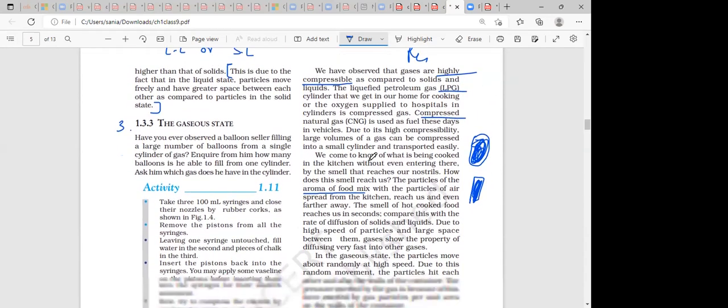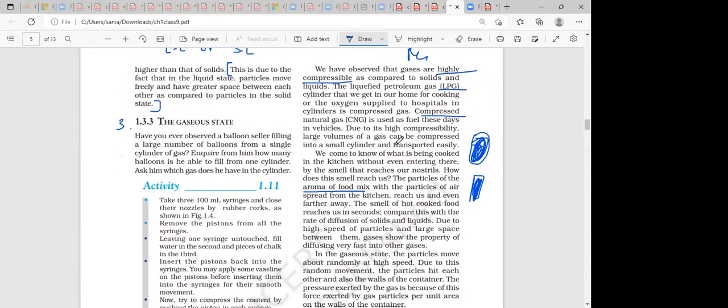I'm just giving you a hint. I can ask you why we use CNG in our vehicles as a fuel. I can ask you why you get the smell from the kitchen without entering. I can ask you anything, so you should be ready with a good answer. Okay, clear? Yes, ma'am. You should write down these questions and answer them accordingly.